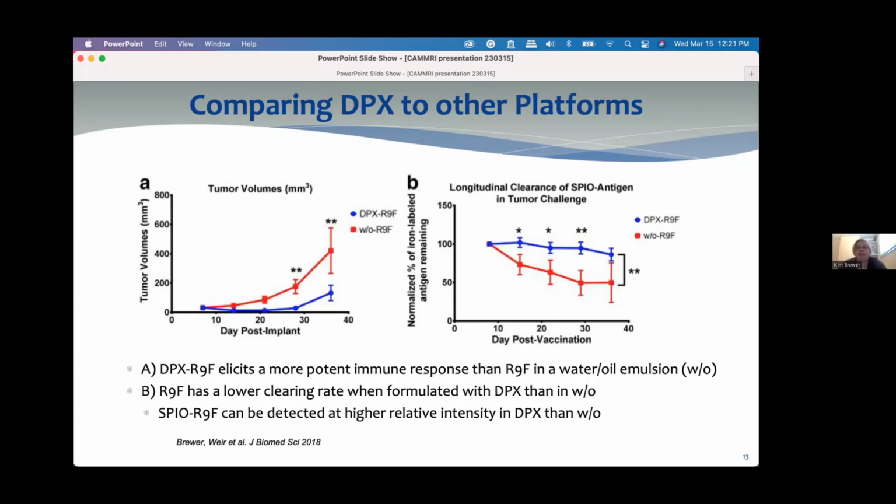But most interestingly, it had a slower clearance than the water and oil emulsion, significantly over basically the entire study period. So the antigen in the water and oil emulsion, although it does last longer than, say, just injecting with PBS, is cleared much more quickly than in the DPX, which is likely part of the reason for that stronger immune response.